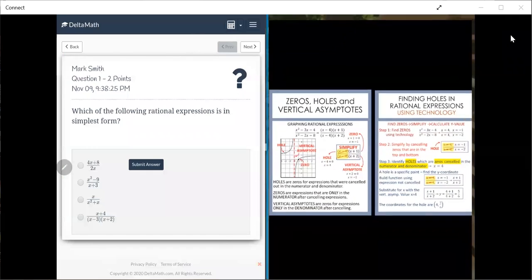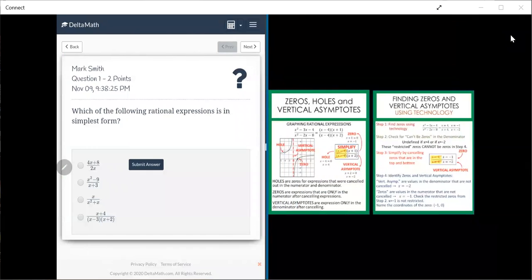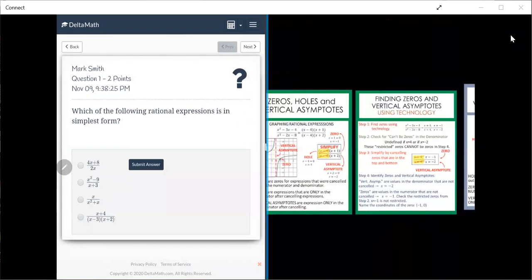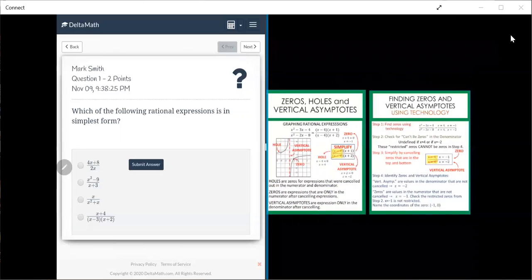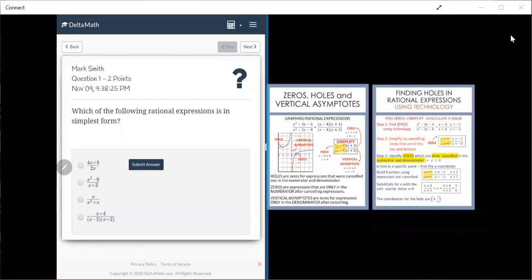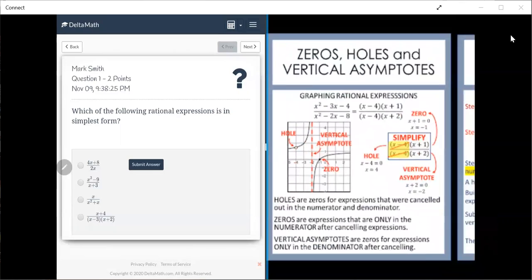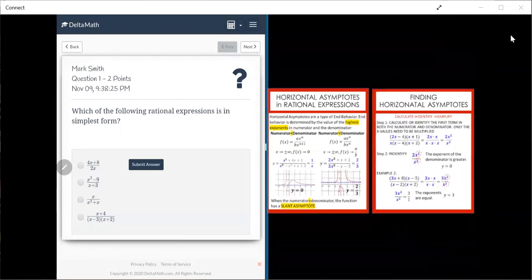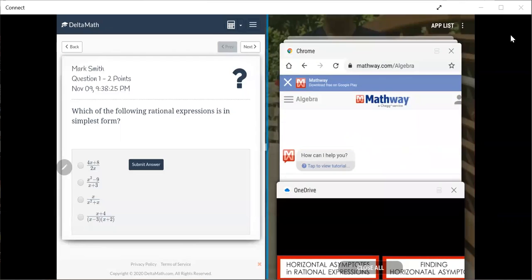there is a PDF, and it has all the notes that we've used, and walk you through some of that stuff. These notes on how to do zeros, holes, and vertical asymptotes are especially helpful, as well as how to find horizontal asymptotes. All right. Most of these problems, if they have an equal sign, can be solved with your Mathway calculator.